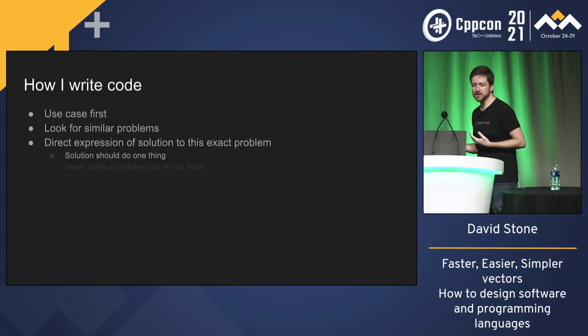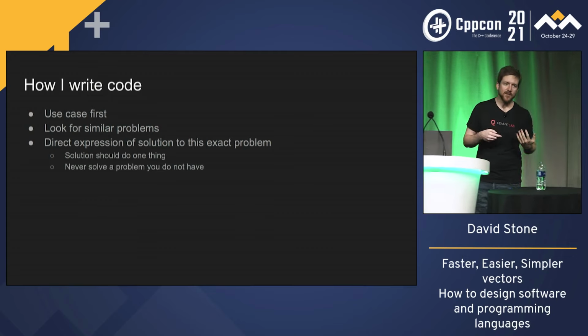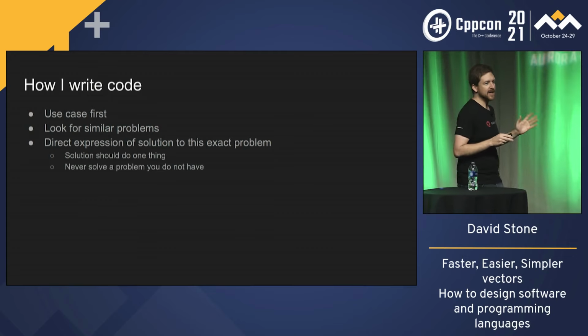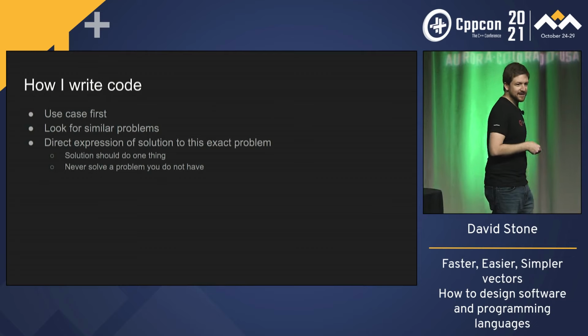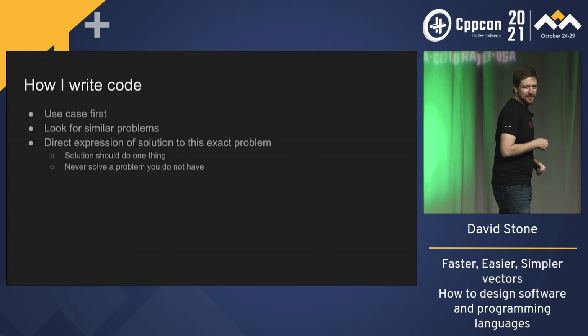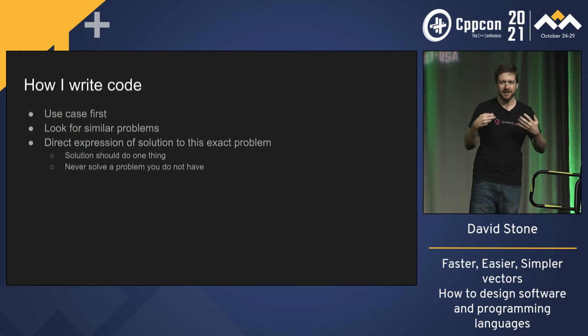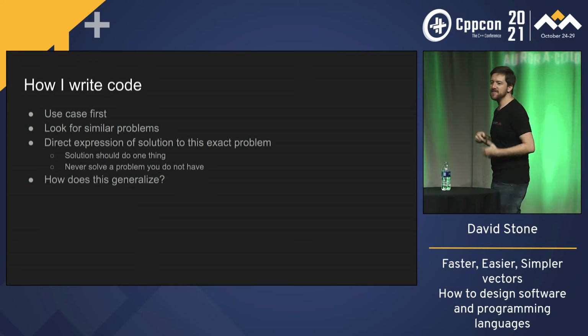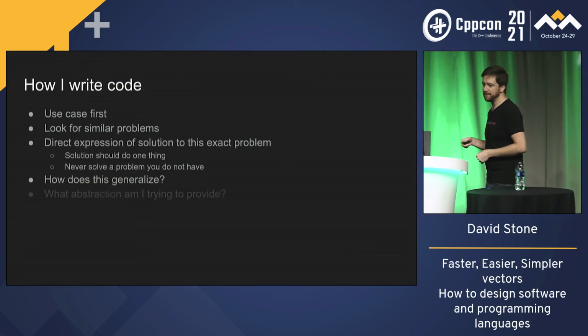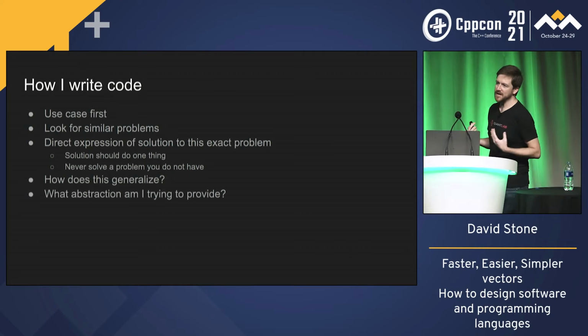And it's important that your solution does one thing. Don't solve a problem you don't have. I'm not advocating just go out looking for problems and be like, I've got the solution. It's a pretty nice solution. I bet I can use it everywhere. Try to make sure you're actually solving real problems, obviously. And then figure out how does it generalize. What abstraction am I trying to provide to people?